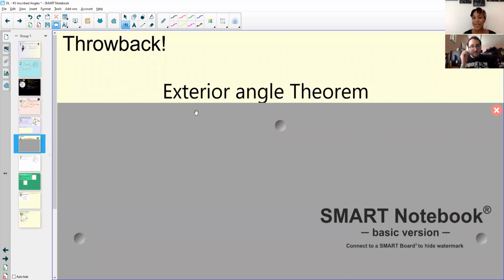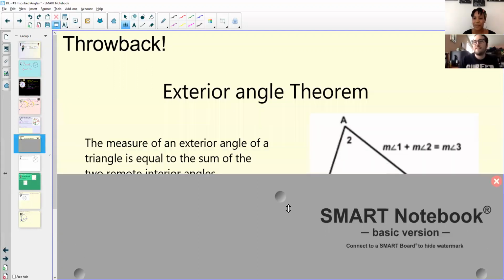Does somebody remember the exterior angle theorem and is brave enough to share what it is? A lot of you did your projects on this. Or can you describe what it is? It doesn't have to be perfect. We'll help you. So an interior plus an interior equals the exterior. That's pretty much it, but we'll get more specific.